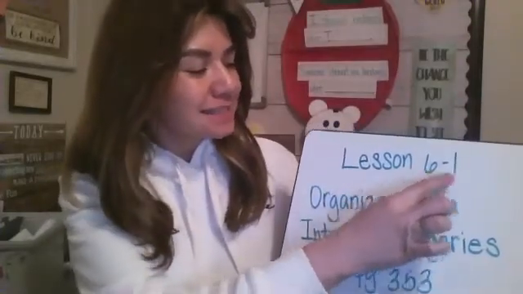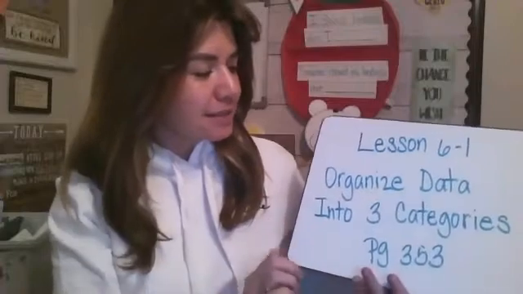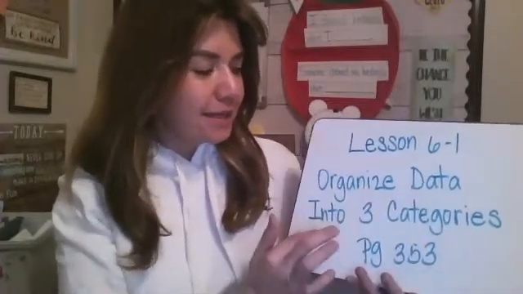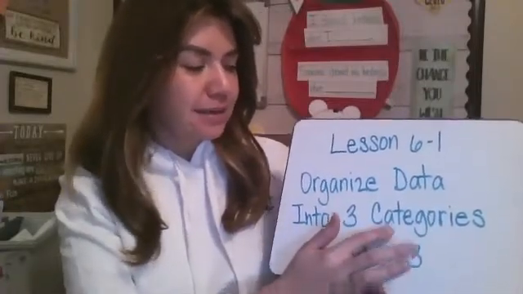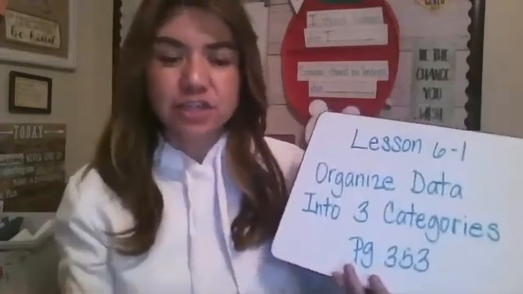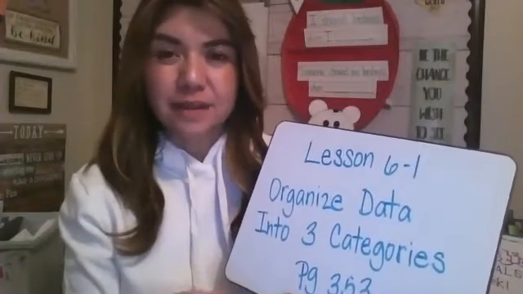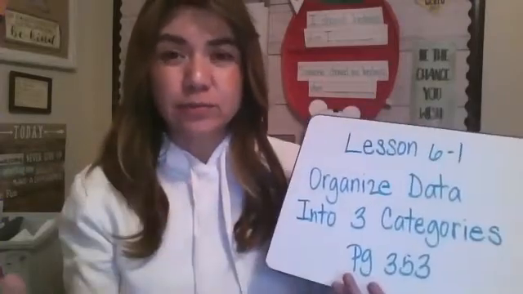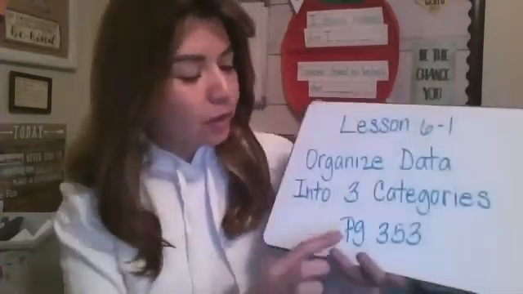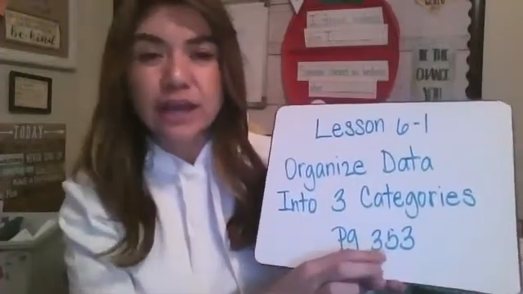We're at lesson 6-1 and they're going to be asking us to organize data into 3 categories. And data is just information that you can collect. So we're going to be looking at collecting data and then how to represent it and how to organize it. We're going to find that on page 353. So if you can please take out your Envision book. I'm going to share my workspace with you.